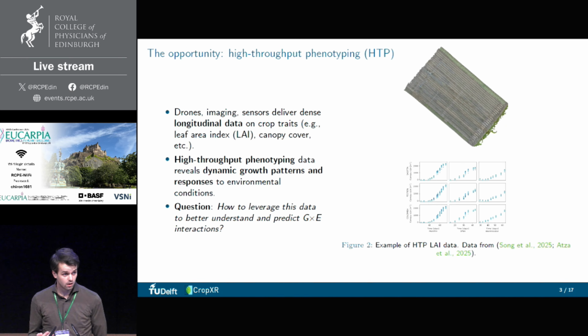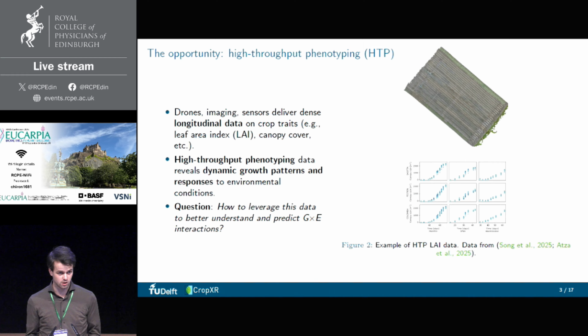And I think one of the things that has most potential here is the field of high throughput phenotyping, because this basically gives us a lot of longitudinal data over the season, for example, collected by drones, by imaging, by sensors, which gives us time series of traits. They give some information about how the GxE is interacting with time.